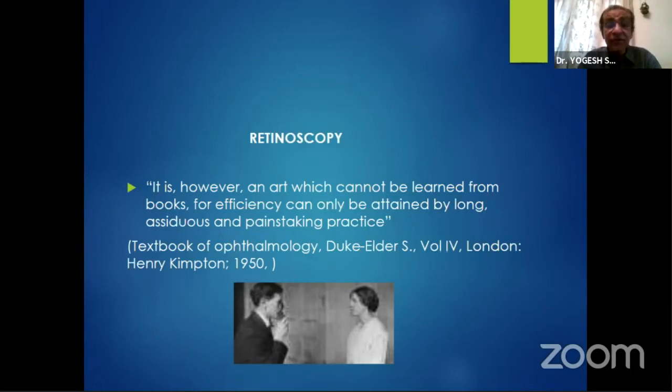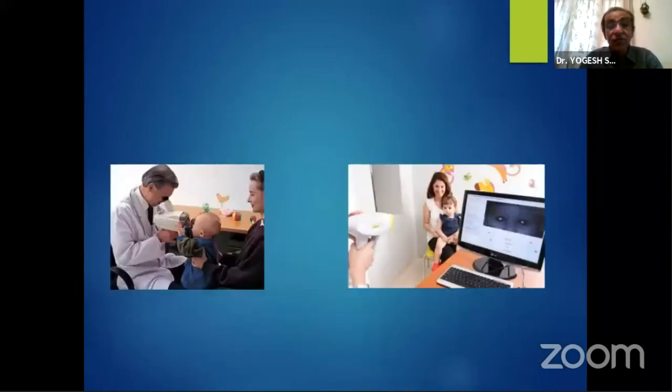Efficiency can only be attained. See, this is an art, so you have to become proficient and efficient in that, and for that it can be attained only by long, assiduous, arduous, and painstaking practice. This is from a textbook of ophthalmology by Duke-Elder about how refraction was done, and now we have better equipment in our armamentarium for refraction. This is an autorefractor for a small child, and this is a photo screening.